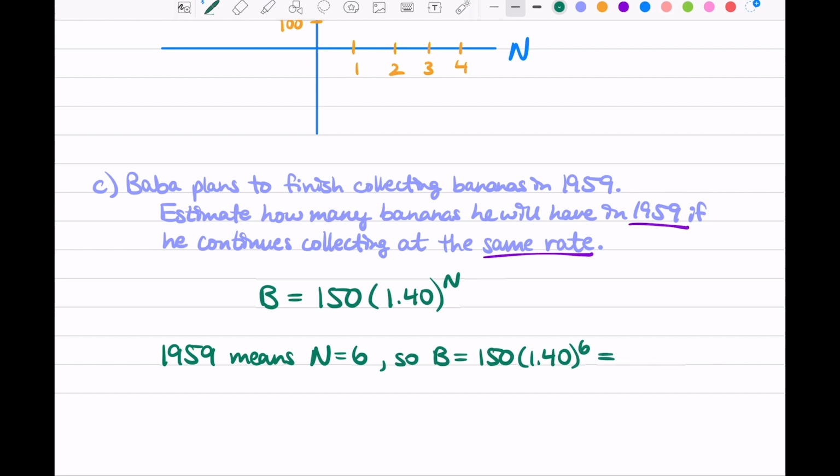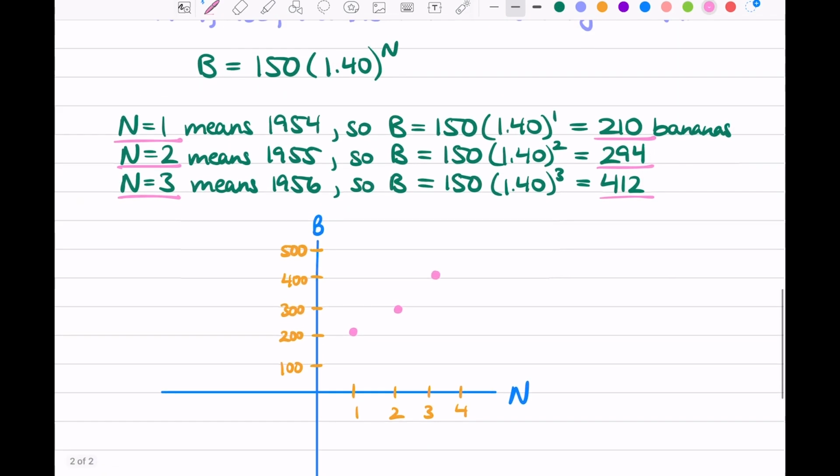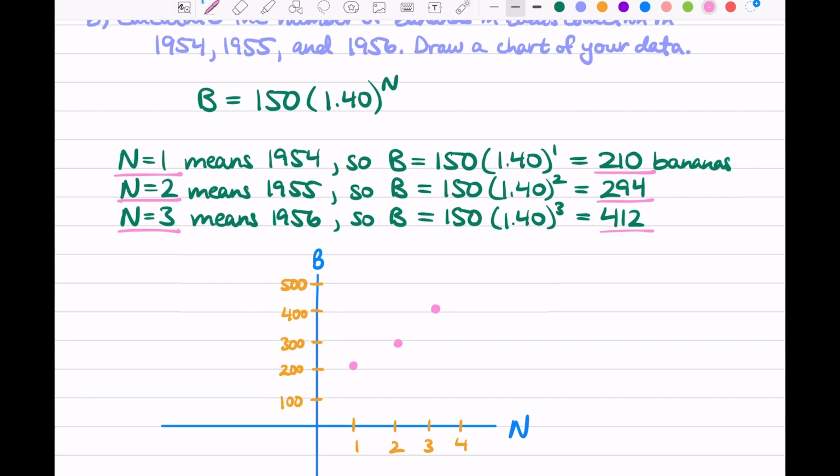And using a calculator, we would get 1,129 bananas. Let's add this piece to our graph. We'll need to add n equals 6 to our x-axis, and we'll need to extend our y-axis quite a bit. And we found out that in 1959, which is n equals 6, Baba will have 1,129 bananas. And now we have a much better picture of exponential growth.